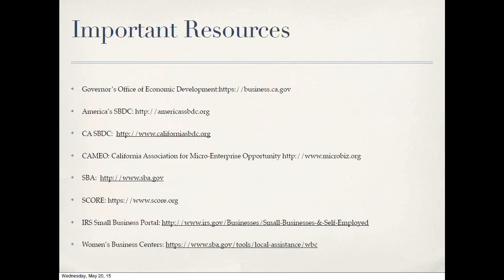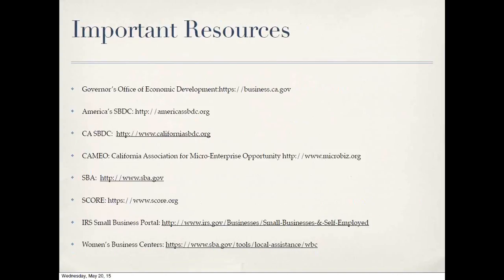And so some of the resources out there are listed in this last slide. The Governor's Office of Economic Development. There's the website link. America's SBDC, that's our national association, and there are some good resources on their site. The California SBDC has a listing of all the SBDCs in California, so that's another good reference site. A wonderful organization, CAMEO, California Association for Micro Enterprise Opportunity. We work very closely with CAMEO, and they are a good micro business site as a resource.